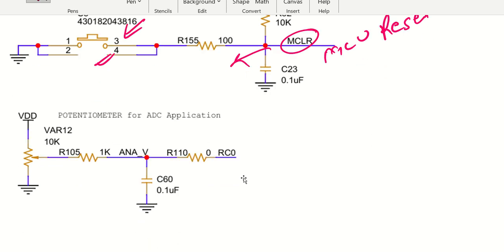Similar to that, we have one ADC potentiometer. Once you start rotating this potentiometer knob, the voltage level will change, and this is how the ADC will help you to read that particular voltage level, and this is how you can test a very nice ADC functionality using this particular potentiometer.